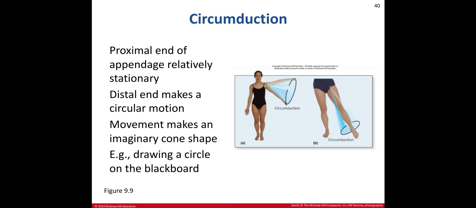Circumduction, this is one of these weird ones, but it is when you take the proximal end of an appendage and you keep it still, and then the distal end can make a circle. And this makes this pretend imaginary cone shape. An example is like taking a marker to draw a big circle on a chalkboard. But you can do that with your arm. If you hold your arm out to the side and do a big arm circle, that's circumduction.